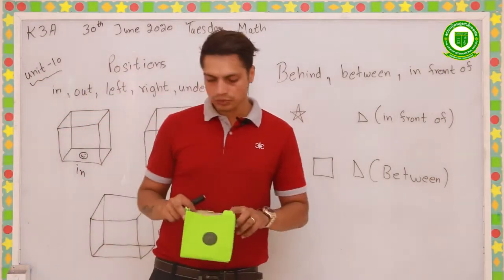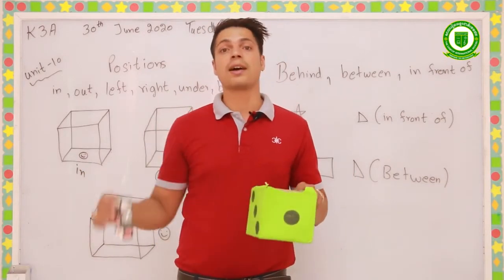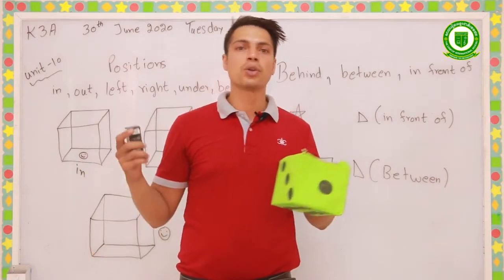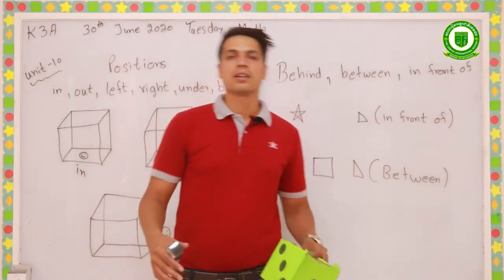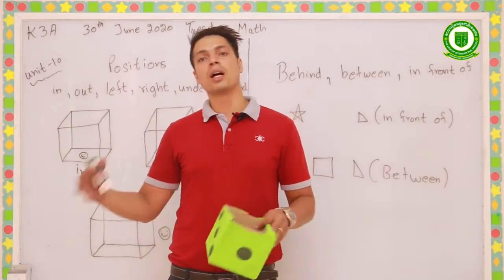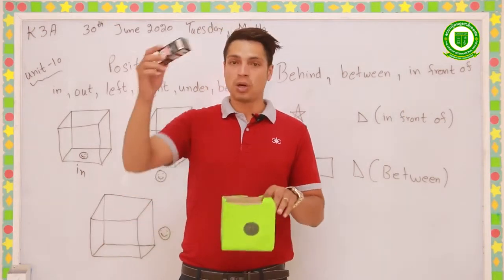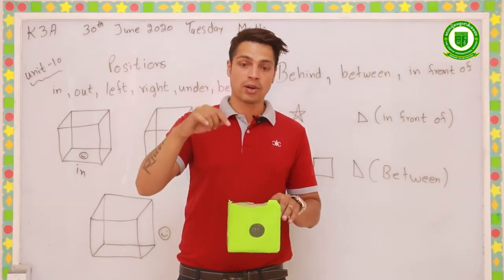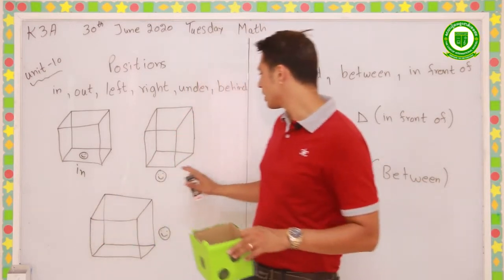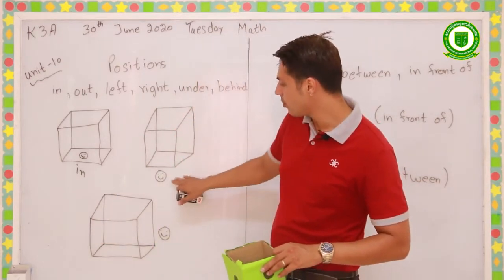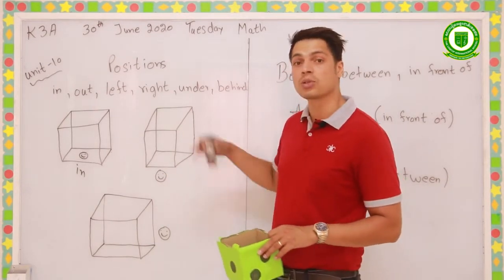Now, what is out? Like when you go inside the class, you are in the class, and then you go outside the class. When you have a break, you go outside the class, so you are out of the class. So this box was in, and now it's out. You can see the smiley face is out, so it's outside the box.